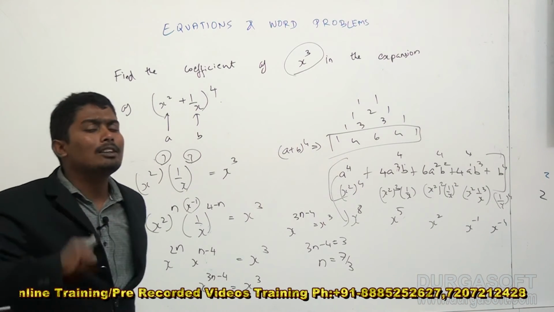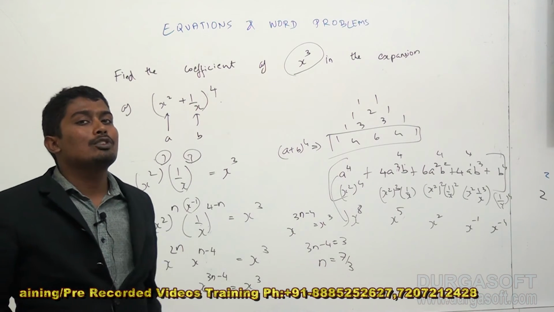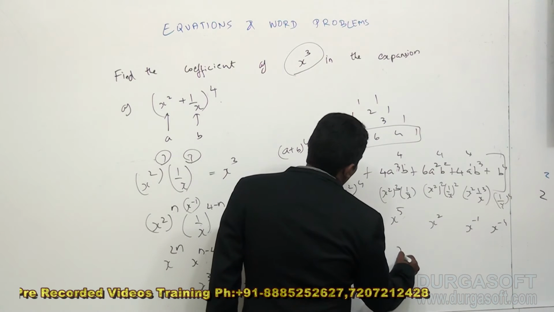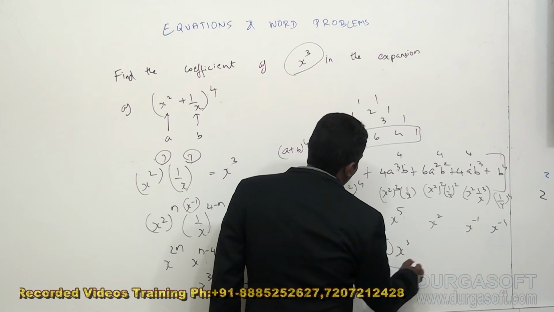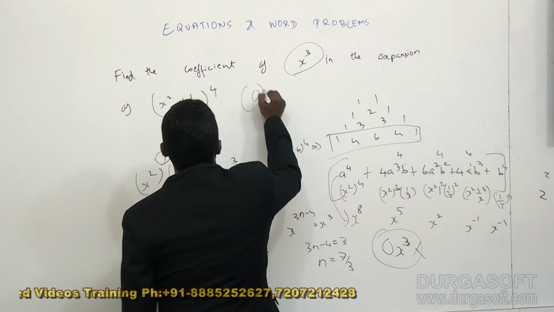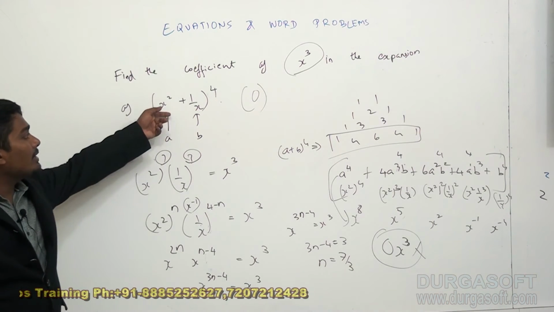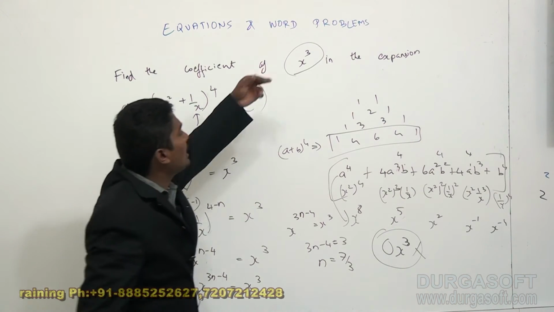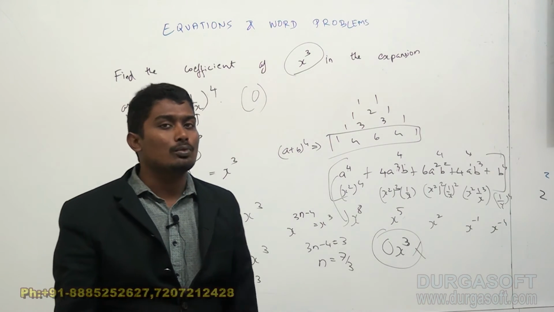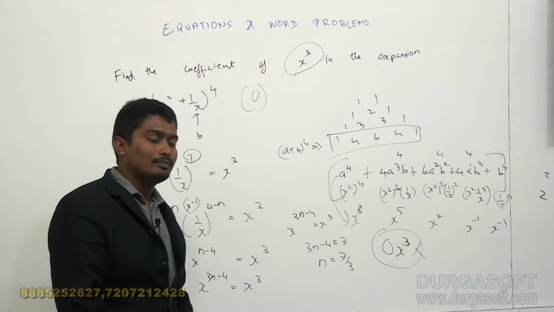So when I don't have the term x cube in the expansion, I can consider that the coefficient of x cube is 0, which means this term is not available. So the answer for this question is 0. If I expand this, I will not get any term which is x cube, so I will assume the coefficient here as 0, and that will be the answer.